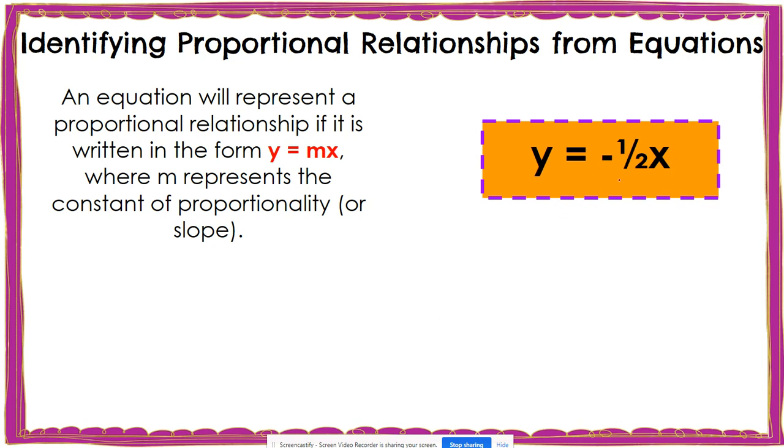Next, I have y equals negative 1/2 x. You'll see that I have x being multiplied by negative 1/2, so that is my slope or my constant of proportionality. And I do not have a number being added or subtracted to this, which means that this is a proportional relationship.